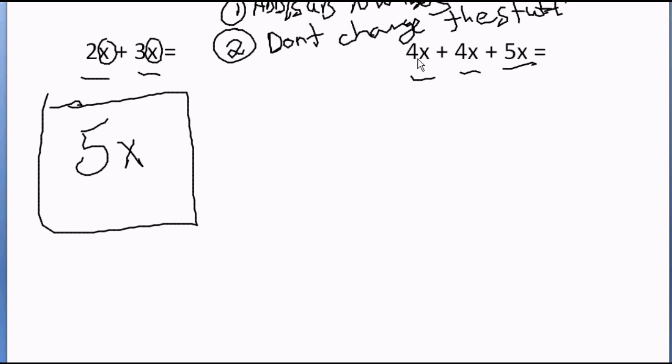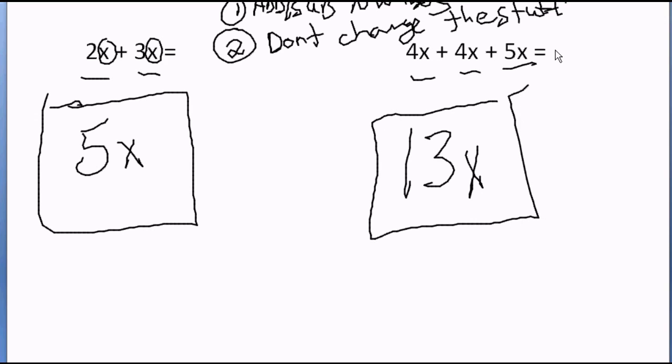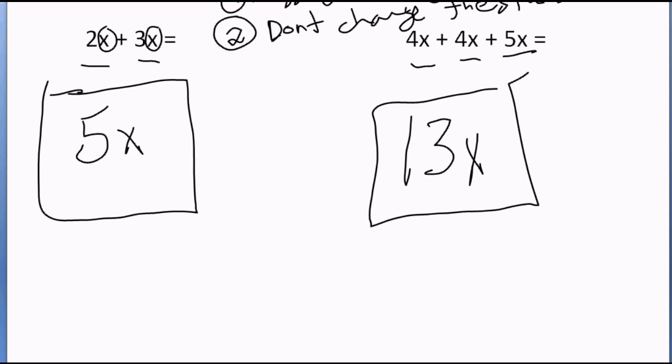4x plus 4x plus 5x. Step number 1, add all the numbers in front. 4 plus 4 is 8. 8 plus 5 is 13. Step 2, don't change the stuff. The stuff is x. It's going to stay as x. And there's my answer. 4x plus 4x plus 5x is 13x. Let's try another one.